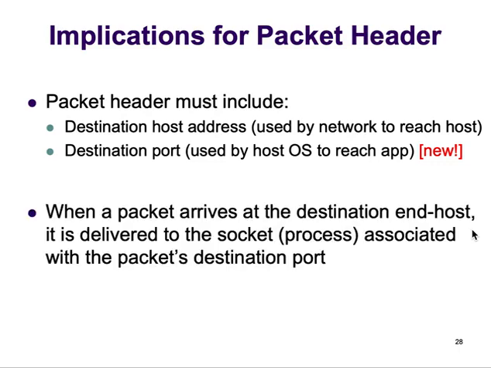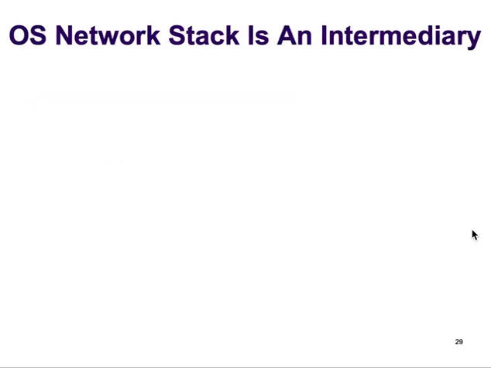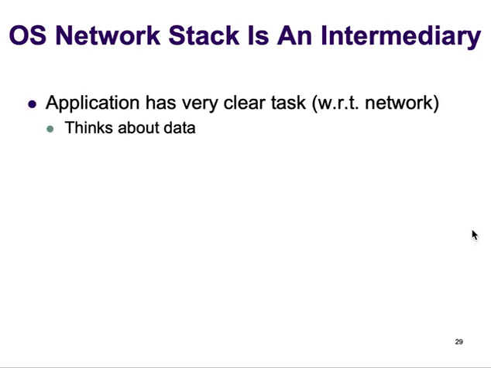So I think we went over this. When a packet arrives at the end host, it's delivered to the socket, which is the process associated with that packet's destination port. So really what we've created here is a role for the operating system where it acts as an intermediary between the applications and the network interface card. The application has a very clear task. It thinks about data: key value stores, files, images. That's what the application is concerned with.